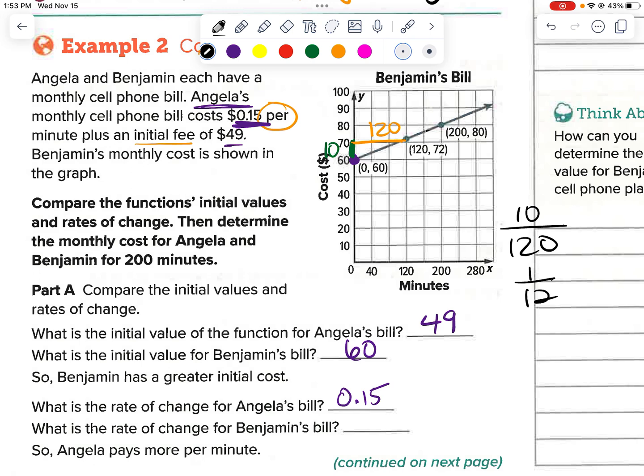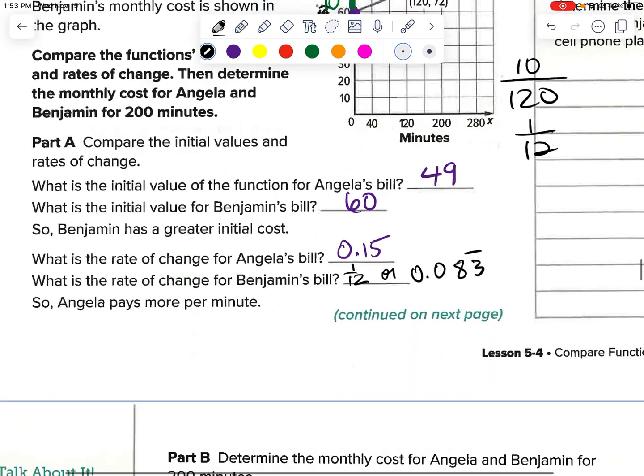Why did they do this to me? It's 1/12 or 0.8. Nope, try that again. This is why I don't like to make it into a decimal, because it's a repeating decimal.